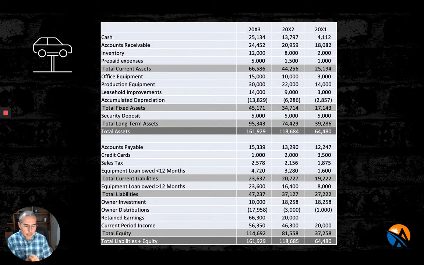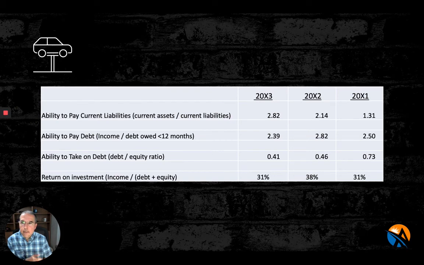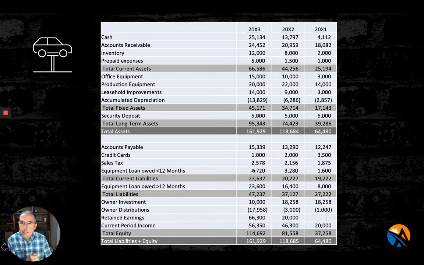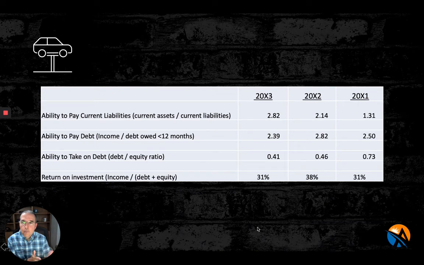How am I doing on debt and being able to pay that down? Well, I want to look at the income that I have and the debt that I owe in the next 12 months compared with my income. And if I look at it, it's above 1, which is good. So this is showing me that I'm okay on the debt side. I'm generating enough income to be able to pay all my bills, including my debt.